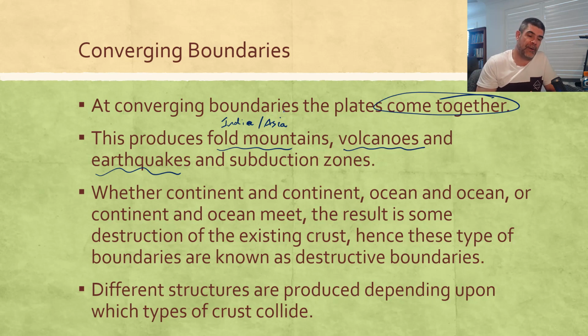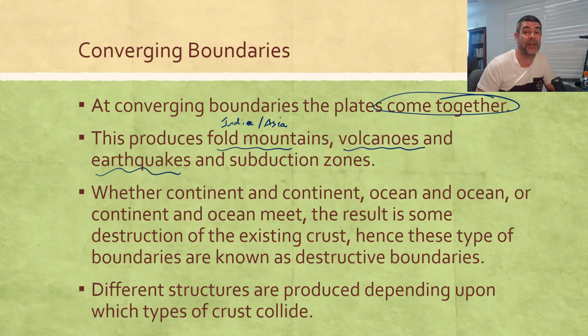Whichever types of crusts are meeting, that will determine what happens as a result, what type of geological formations and activity we get as a result. So we do need to understand which types of crusts are coming together, whether it's continent-continent, ocean-ocean, or continent-ocean. And so each of these is a type of destructive boundary, but the structures and the tectonic phenomena we get are very highly correlated to the type of collision boundary or convergent boundary that we see.